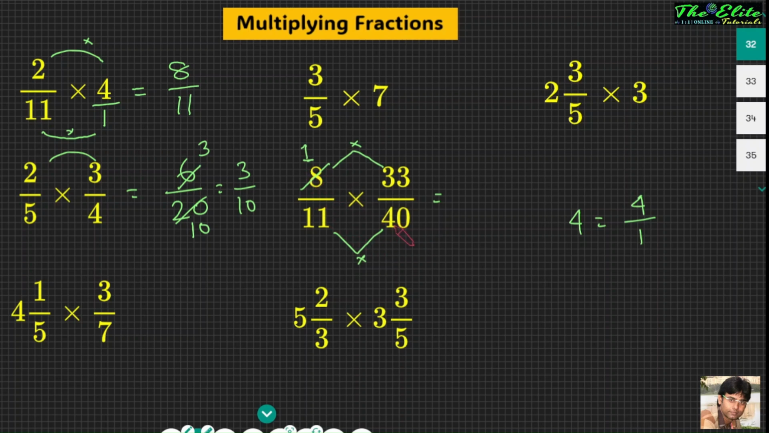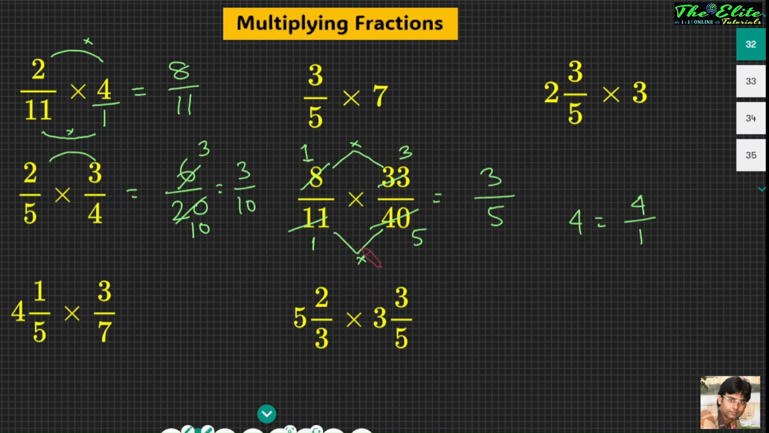So 8 times 1 is 8 and 8 times 5 is 40. So now this 8 by 40 will be equal to 1 by 5. Likewise, 11 and 33 will give you 11 times 1 here, 11 times 3 there. Now the fractions are 1 upon 1 multiplied by 3 upon 5. So 1 into 3 will give you 3 and 5 into 1 will give you 5. So this is the easiest way to find that. You will also use this if the numbers are many.